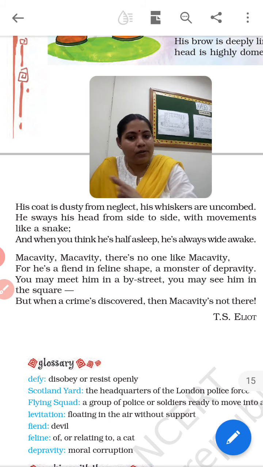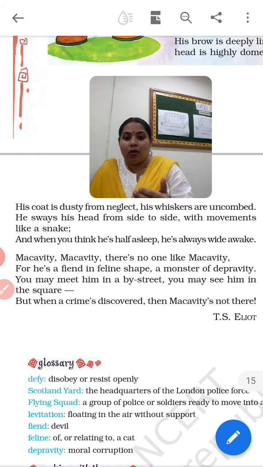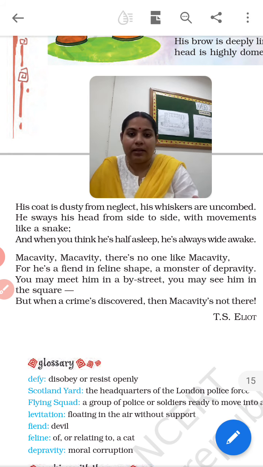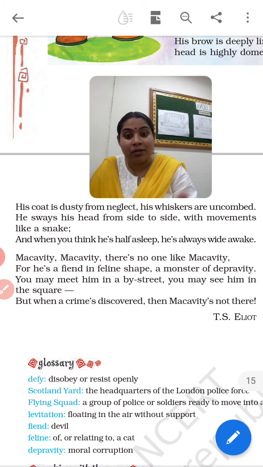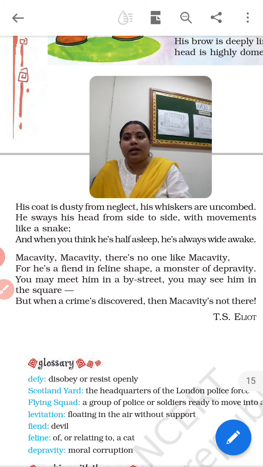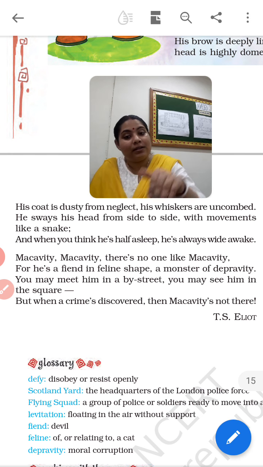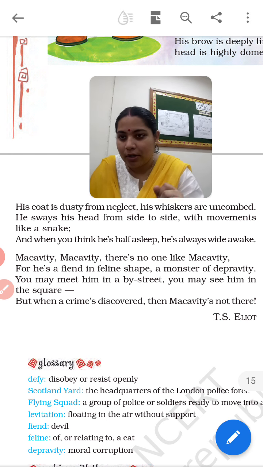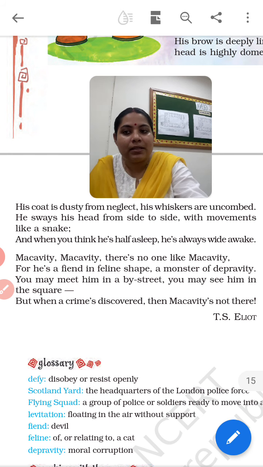or the poet wants us to believe that there is no one like Macavity. As he is a fiend, or an evil spirit or a demon in feline shape, that is, in the shape of a cat. Basically we consider criminals as demons, as evils, isn't it? So he is a monster of depravity, that is, he is totally morally corrupt. He does everything wrong. He doesn't do anything which is right or morally right. So he's totally morally corrupt, and one can find and meet him in a by street.